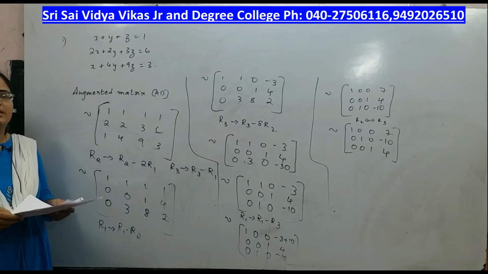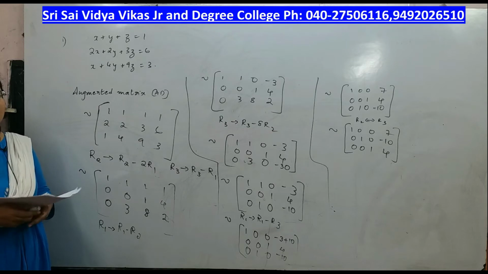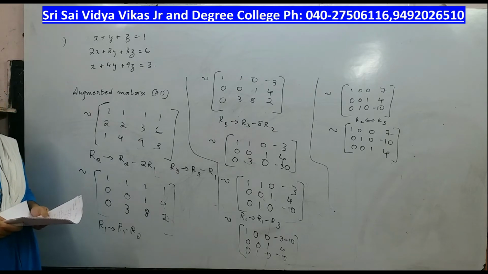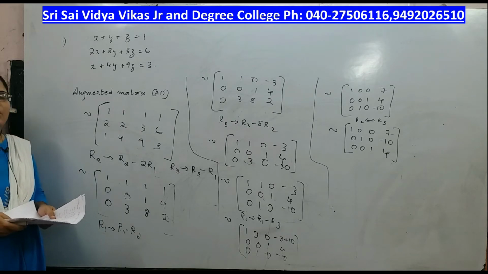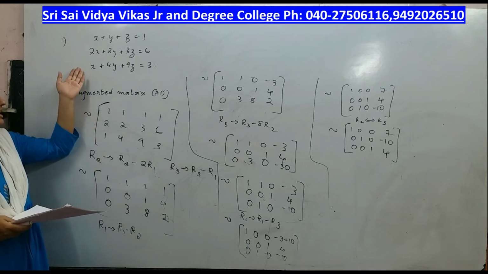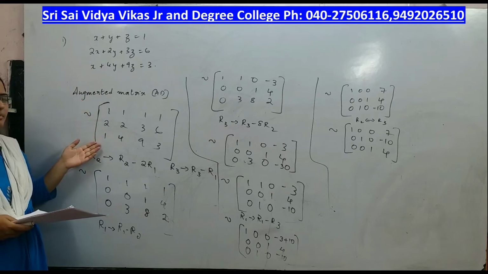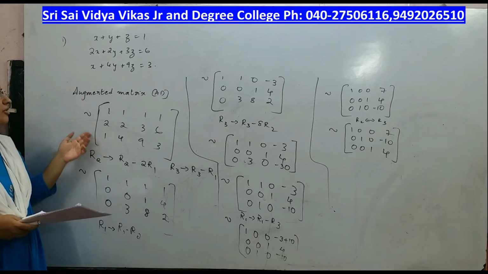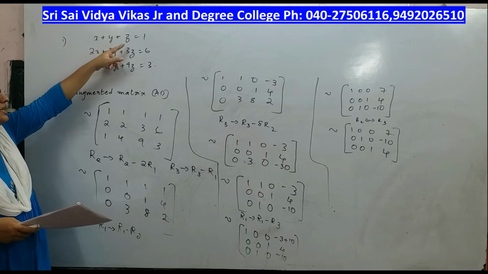In the previous class we discussed the matrix inversion method and Cramer's rule. Today we shall discuss a new method called the Gauss-Jordan method. In this method you have to write the given equations in the augmented matrix form. Augmented form is nothing but writing the coefficients including the constant.